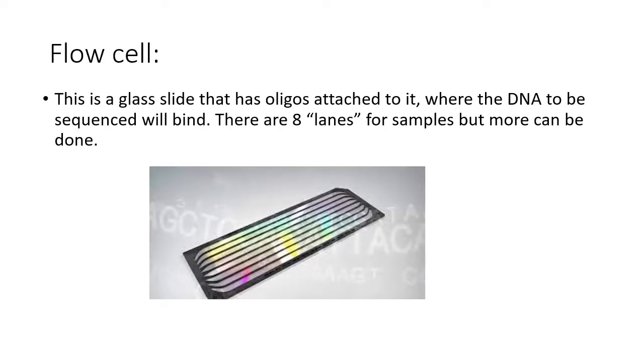Okay, so here's a picture of a flow cell. It's a glass slide, and it has oligonucleotides attached to it. So that's where the DNA will be bound and where the sequencing will occur. There are 8 lanes on a typical flow cell, but you can actually load more samples than that using specific changes in your DNA adapters, but we won't get into that.